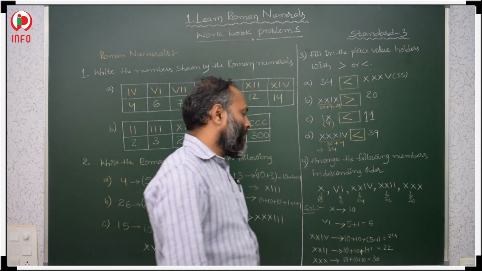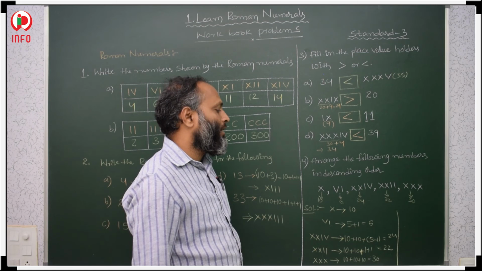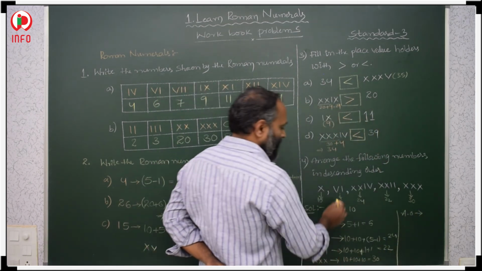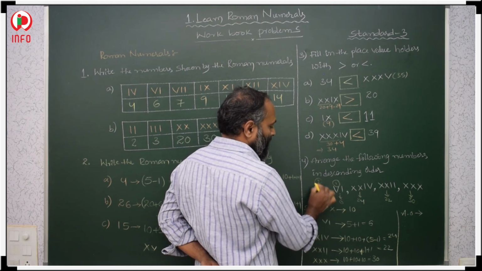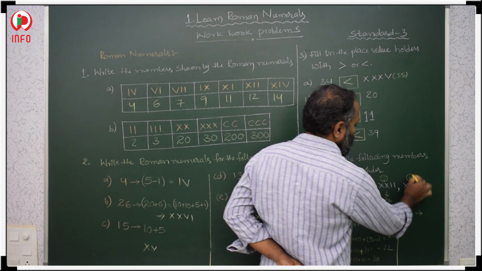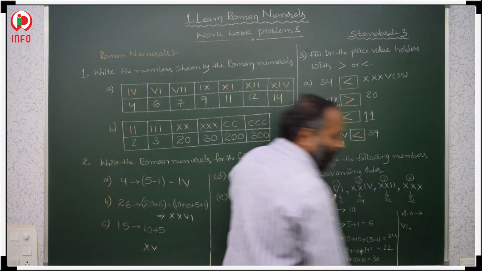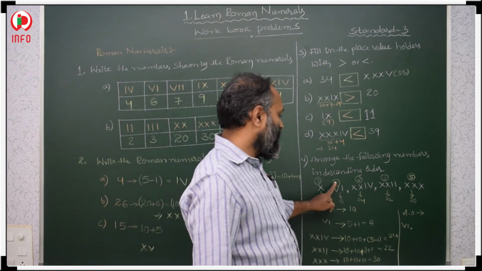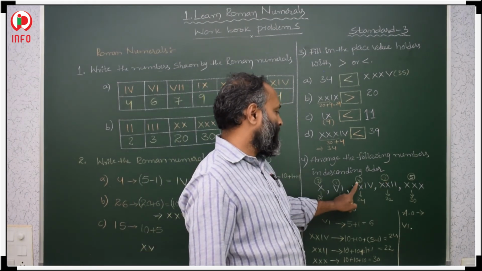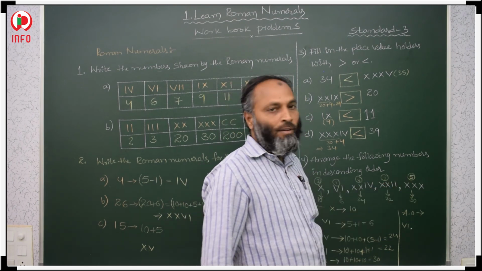Now you write here ascending order. How to write ascending order? This is in first place, this is in second place, this is in third place, this is in fourth place, this is in fifth place. The last one is in fifth place.